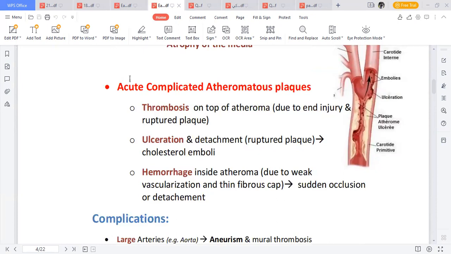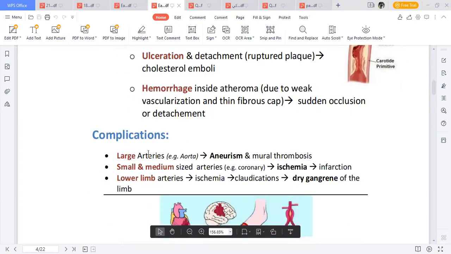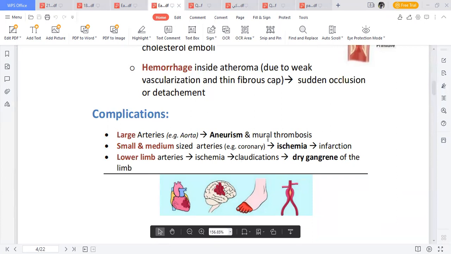Sorry, here I think I misled you a bit, but remember what I mentioned is that these are acute complicated atheromatous plaques. So you have got thrombosis, which is the formation of thrombus, ulceration, and hemorrhage. Remember that. But for the complications, remember you've got aneurysm and thrombosis, of which thrombosis is really clot formation within the blood vessel wall. Within the blood vessel wall, they start forming the thrombus. In small and medium-sized arteries mostly, for example, if the coronary artery has been affected, you're going to have ischemia to the organ. If the coronary arteries have been occluded, you're going to have reduced blood supply to the myocardium and it will die, leading to infarction.